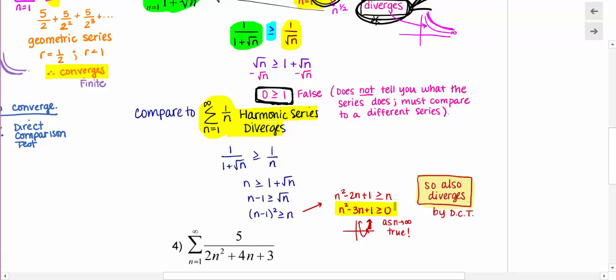Again, I get a quadratic. And so when I look at that, yes, as n approaches infinity, that will always be greater than or equal to 0. So yes, this will also diverge.